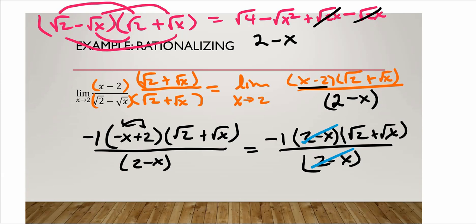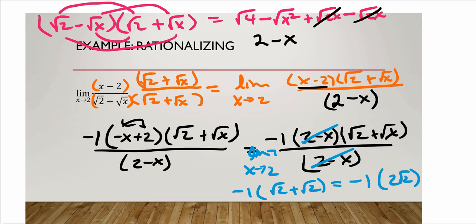So now that I have that, I bring back my limit here in the front, the limit as x approaches 2. So when I plug in my 2, I'm going to have negative 1 times square root of 2 plus the square root of 2. And that's going to give me negative 1 times 2 square root of 2. And that's going to give me negative 2 square root of 2. And this is the answer for this problem.